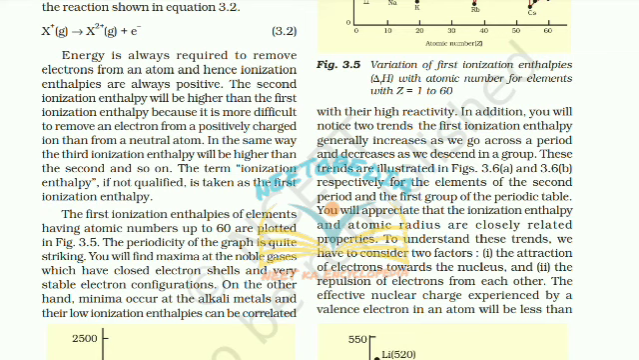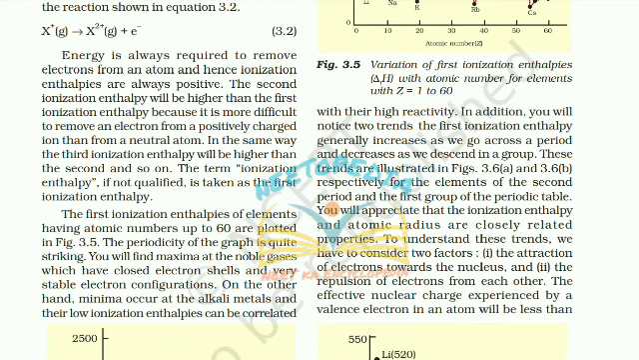These trends are illustrated in figure 3.6a and b, respectively for the elements of the second period and first group of the periodic table. You will appreciate that the ionization enthalpy and atomic radius are closely related properties. To understand these trends, we have to consider two factors. Number 1, the attraction of electrons towards the nucleus, and number 2, the repulsion of electrons from each other.